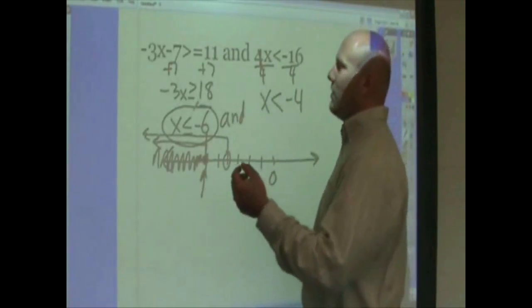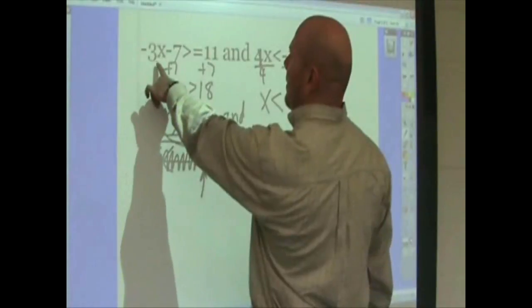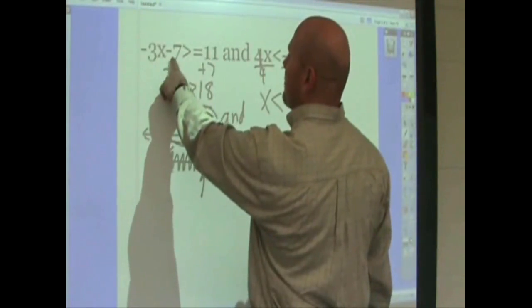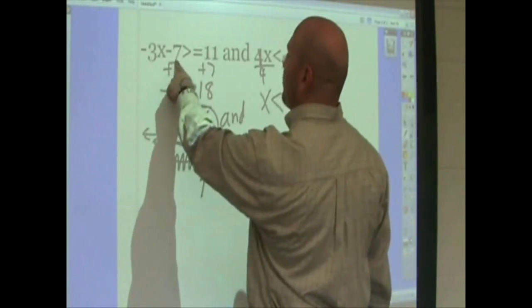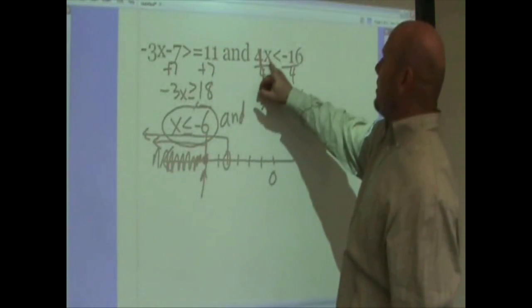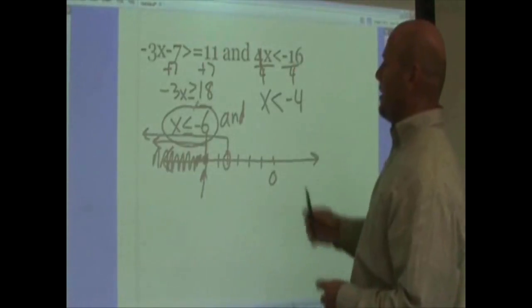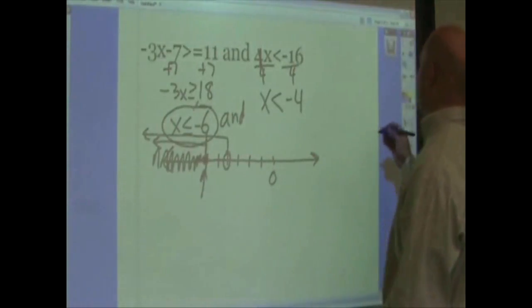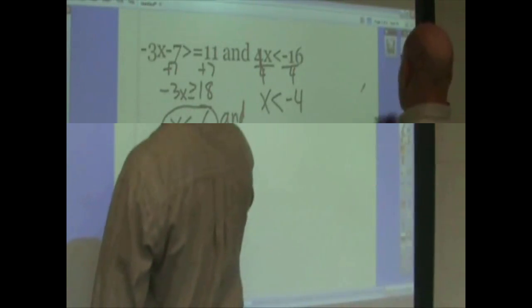And that's why the check is even here still a pain. Plugging in negative 10 is negative 30 minus 7, which is, sorry, that's negative 30 minus 7, which is 23. That is bigger than or equal to 11. And if I plug in negative 10 here, it's negative 40. That's obviously less than negative 16, so that's what happens to be going on here.